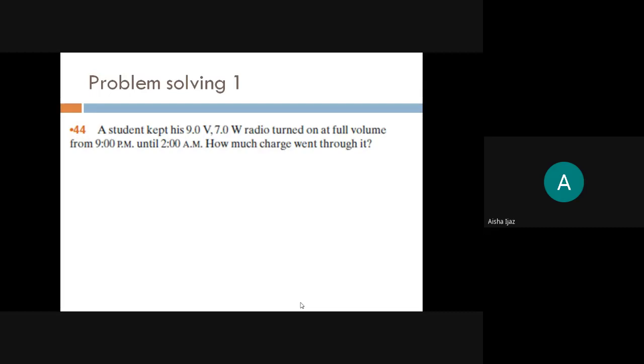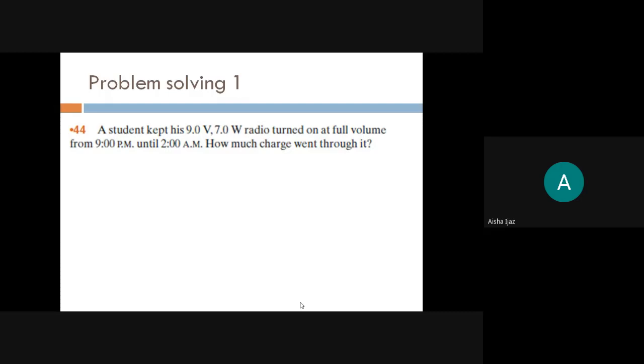Students, if you remember, I told you P equal to I square R, P equal to V square by R, P equal to VI. There are certain formulas which are used to calculate the power dissipation. So how will you apply them in this question? This is question number 44 of Halliday, Resnick and Walker. Now I am reading this statement.